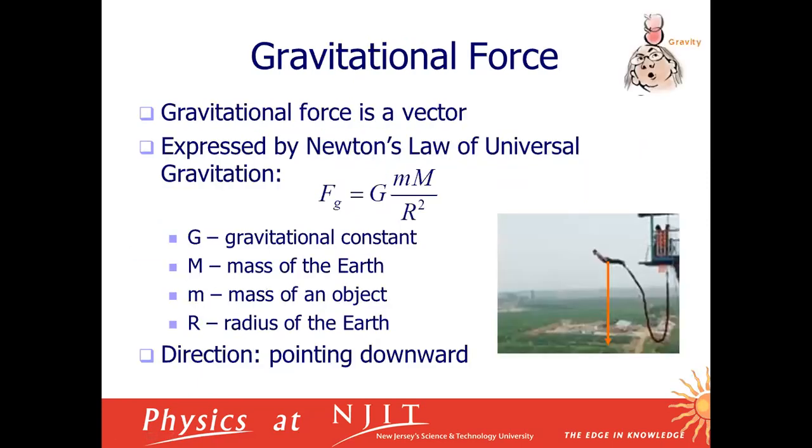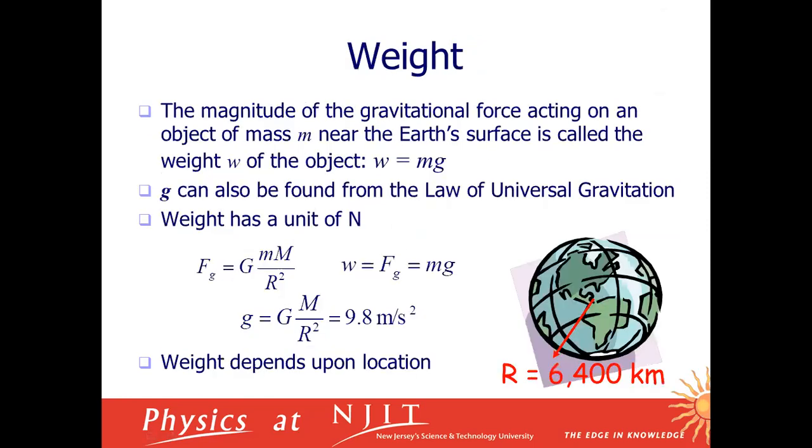Now we have your gravitational force. Gravitational force is a vector. It is expressed by Newton's law of universal gravitation. Your Fg is equal to G, multiplied with the mass of an object times the mass of the Earth times the radius of the Earth. Your G here is the gravitational constant of the Earth. The direction of your gravitational force is actually pointing downwards.